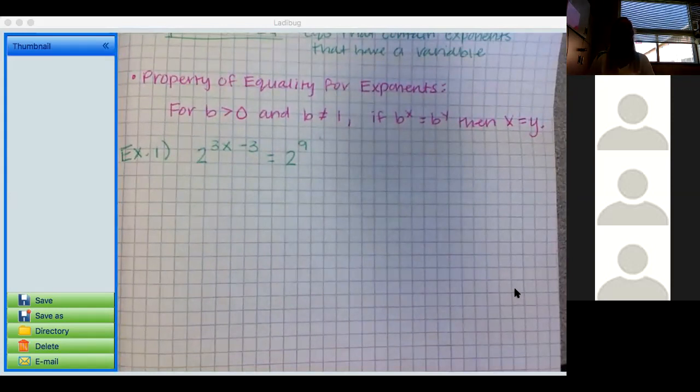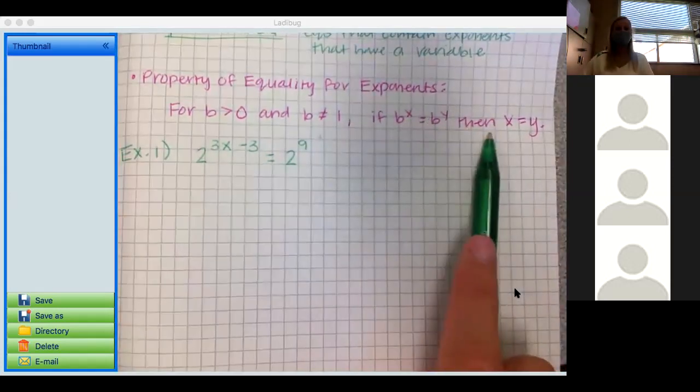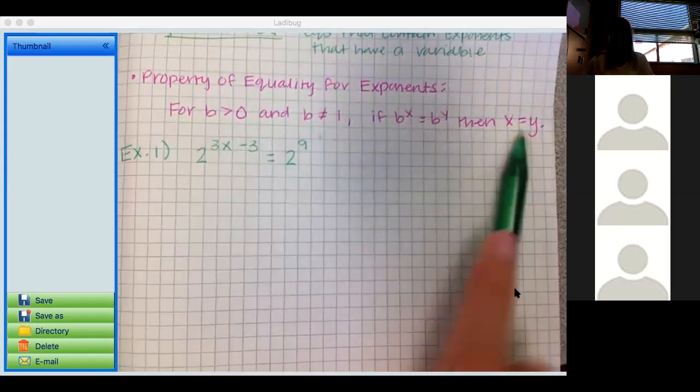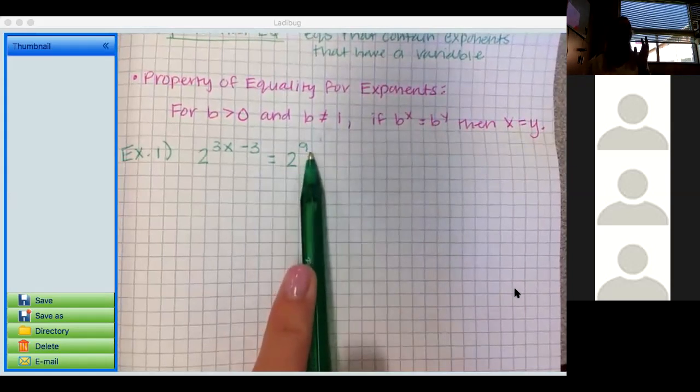All right. The bases are the same. Do we agree? Okay. So when the bases are the same, we know we can do what with our exponents? Set them equal. That's what your property just said, right? If b to the x equals b to the y, then we can set x equal to y. Okay. Here's why. If you type 2 to the 9th into the calculator, you're going to get a number, right?